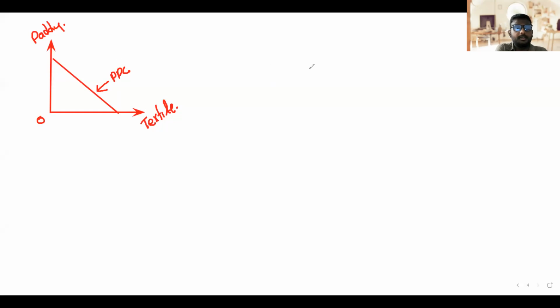It's not. Why? They have said in the question, we are supposed to draw an increasing opportunity cost PPC, something like this. Increasing opportunity cost PPC, concave to the origin. Then I have to name it as PPC. Let me mark this as point A, B PPC. Right.